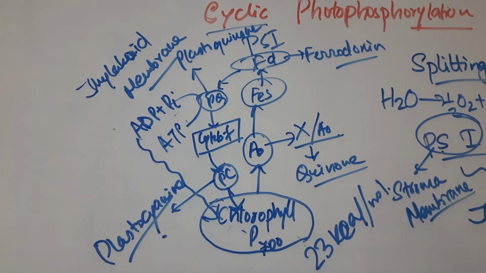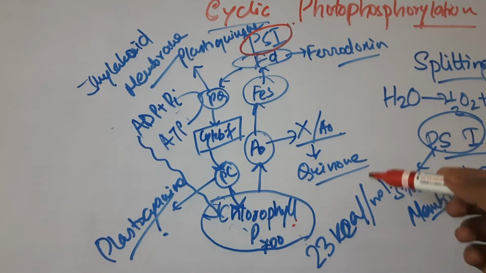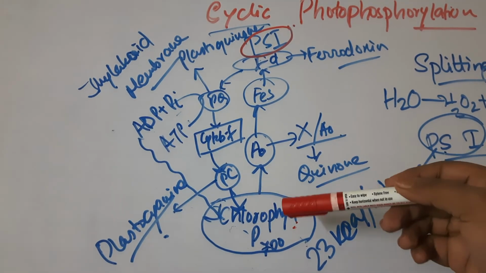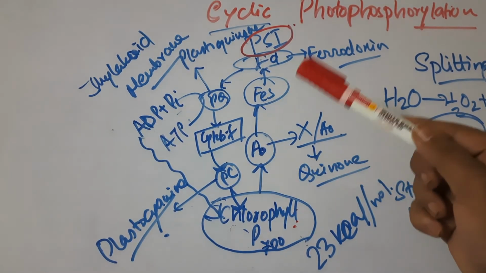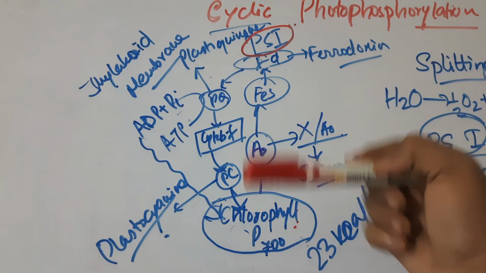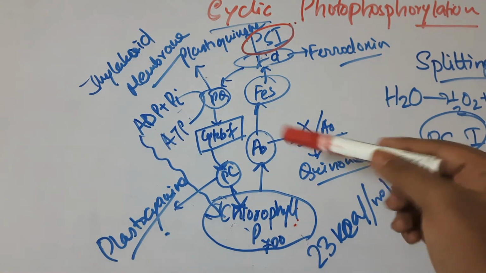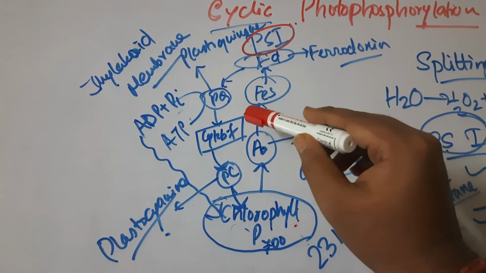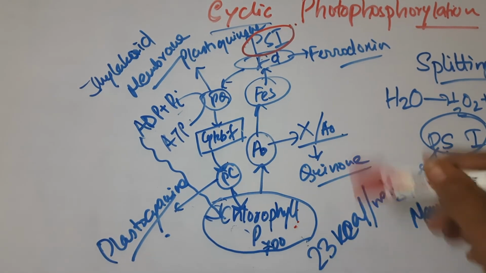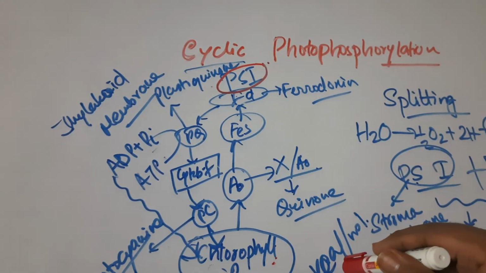I will show you again. There is the chlorophyll molecule, and this is happening in PS1. This chlorophyll molecule gets excited, and the electron goes to the quinone, to the FeS complex, to ferredoxin, and from ferredoxin to plastoquinone. At plastoquinone, ADP and inorganic phosphate join to form ATP. Then the electron comes to the cytochrome b6f complex, from there to plastocyanin, and from plastocyanin back to chlorophyll. So this is all about cyclic phosphorylation.